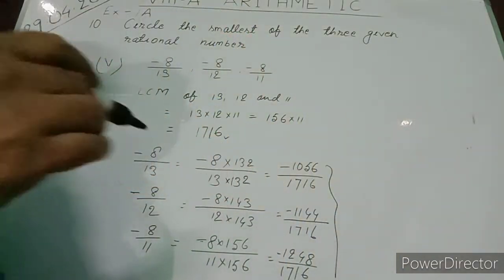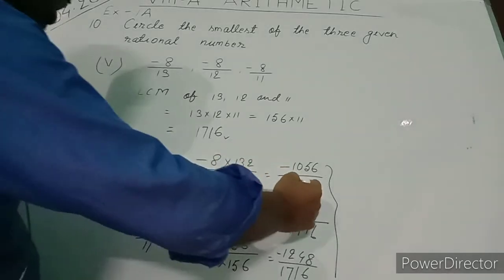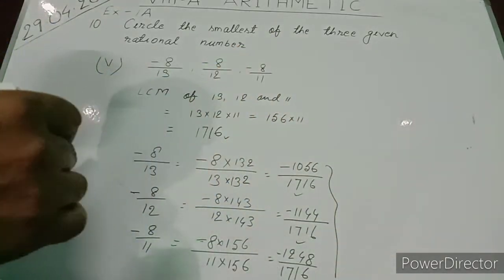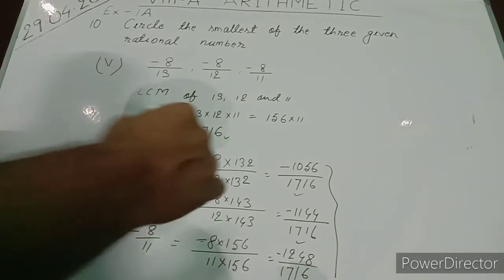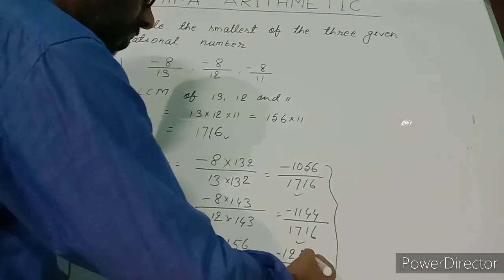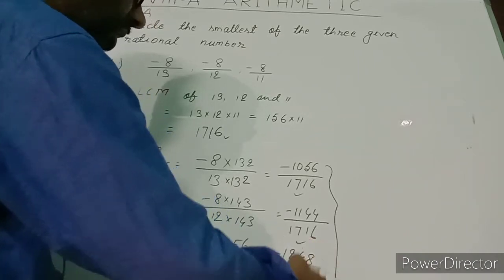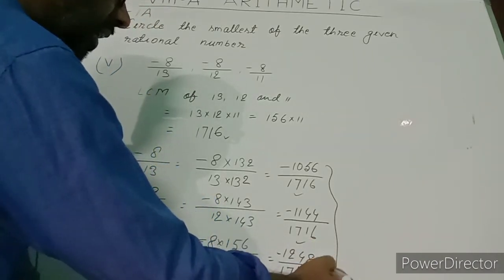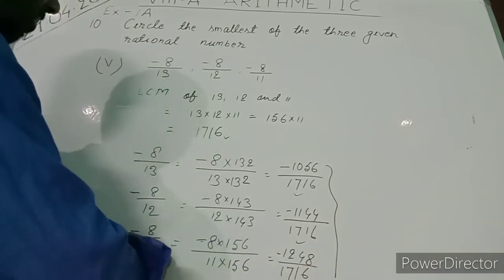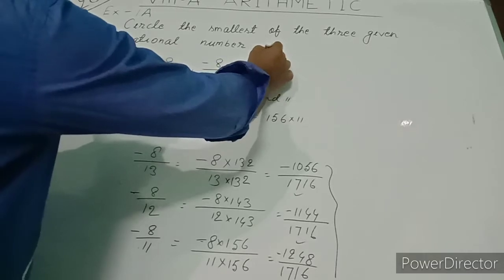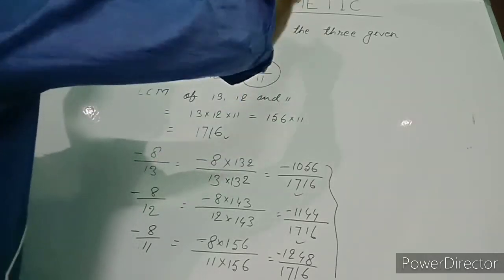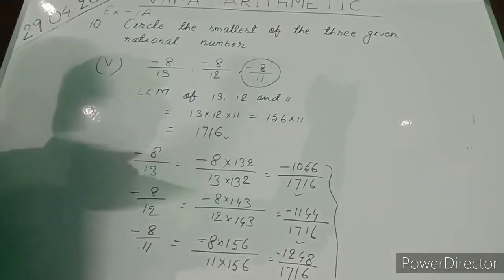equivalent fractions. Among these three equivalent fractions, we are seeing these denominators are same, so we will compare only the numerators. Among these, the smallest numerator with the minus sign will be 1248. So this became the smallest fraction, but this is not the real fraction. This is the equivalent fraction. The real fraction is here, minus 8 by 11. So we should circle this minus 8 by 11. Minus 8 by 11 became the smallest fraction out of these three fractions.